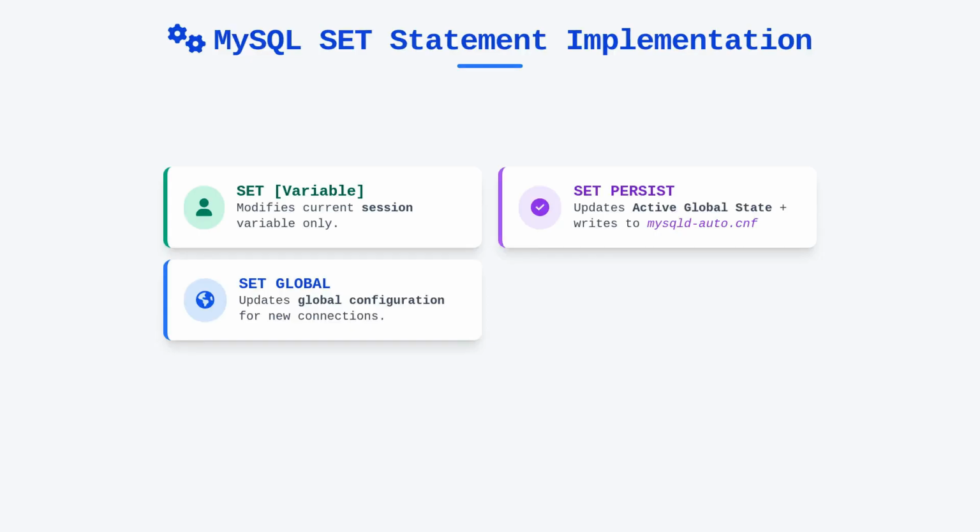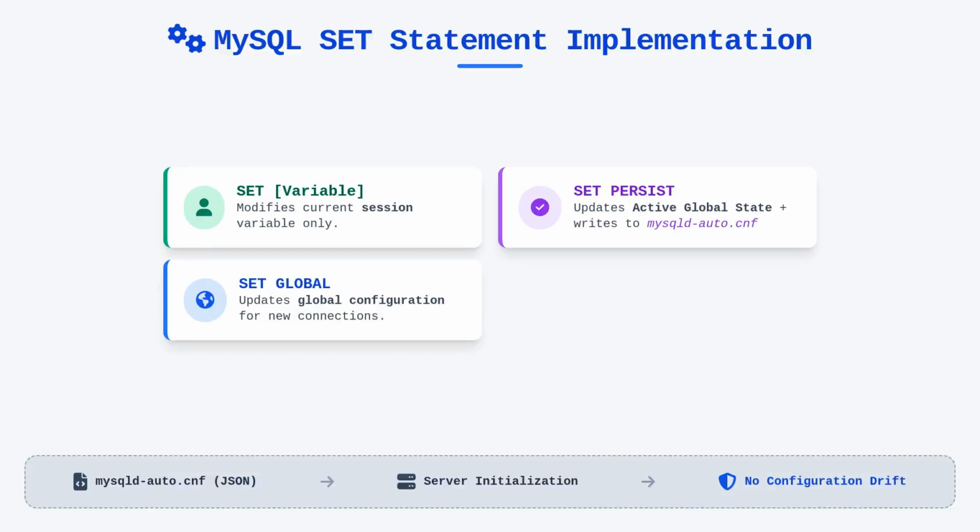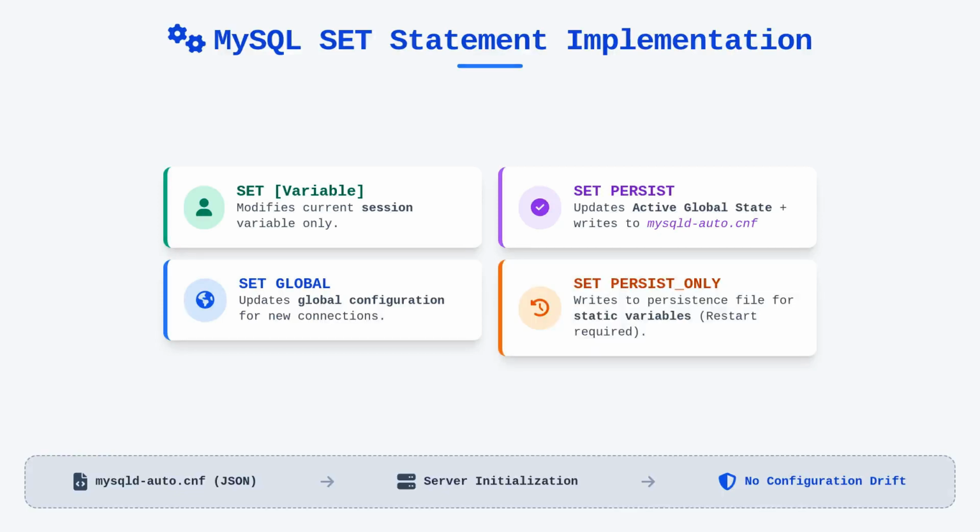Set persist updates both the current global state and writes the new value to the mysqld-auto.cnf file located in the data directory. The server reads this JSON formatted file during initialization, ensuring that your tuned values survive a restart automatically. Finally, set persist only is used for static variables, as it records the desired setting in the persistence file while acknowledging that the server must be restarted to apply the change to the active memory.